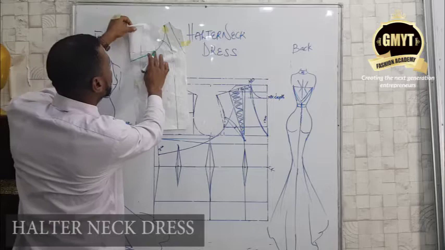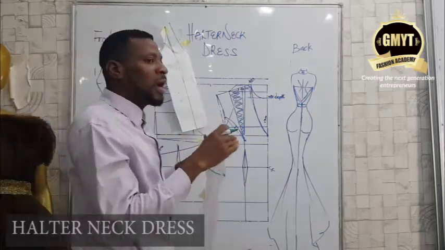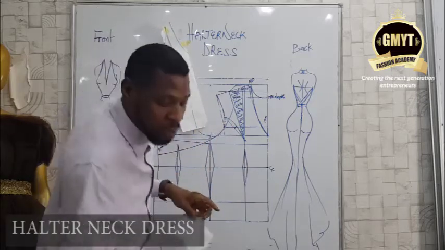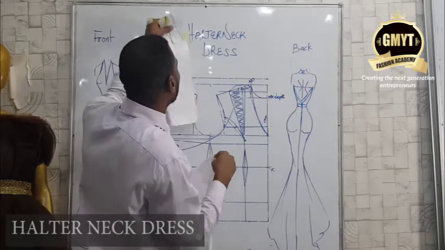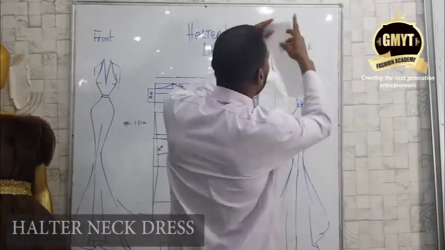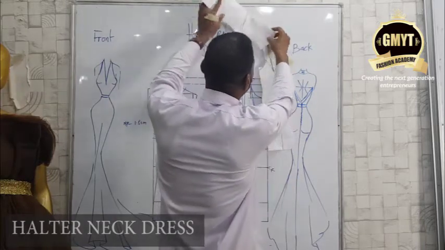But before I go on cutting this, I need to link up the shoulder point of the back with the front so that I have my alternate shape pattern out. So what do I do now? All I need to do is bring the MP of the back pattern to touch the MP of the front.